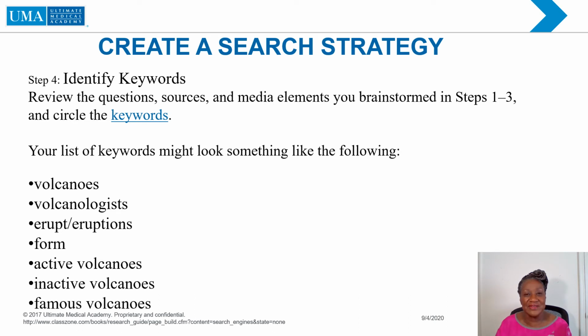Next, you want to identify keywords. When you did your brainstorming, you want to go back through that and circle the keywords that you found. Review the questions, sources, and elements that you brainstormed in steps 1 through 3 and circle those keywords. Your list of keywords might look something like volcanoes, form, active volcanoes, inactive volcanoes. So you want to look at all of those to narrow it down.